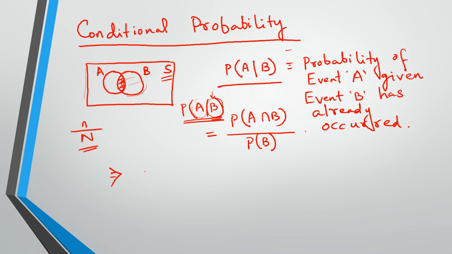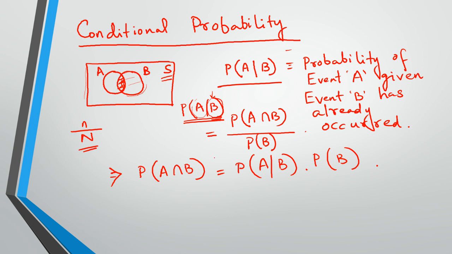From there, we can write P of A intersection B equals P of A when B has occurred times P B, right? If we just cross multiply P B and take it to the other side.